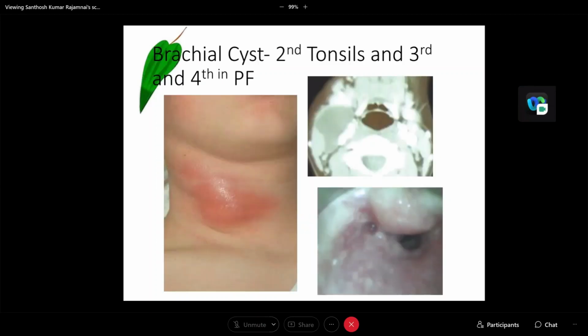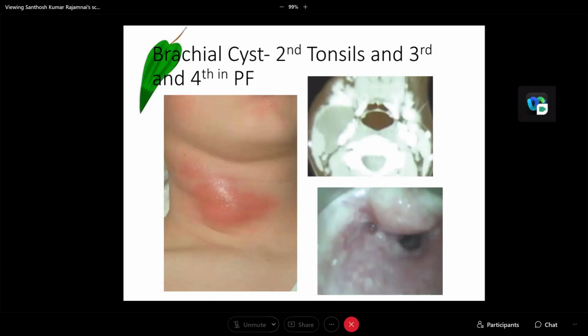You can see the swelling is limited to the tonsil. Sometimes, if it is a third or fourth pharyngeal pouch remnant, it will open in the pyriform fossa. So these are the two places where this branchial cyst will open inwards, okay, and outwardly it will present as a swelling near the sternomastoid.